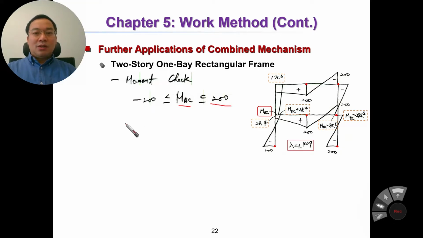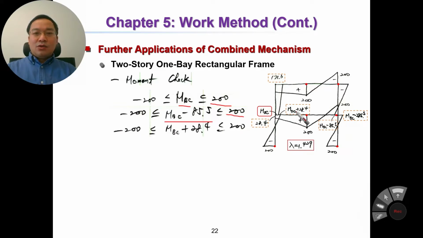Okay, what else? This one, sorry, this one here, this one greater than minus 200 and smaller than 200. This is MP. Okay, and what else? This one, the moment at this section also should be within minus MP and MP, and this one also in the range of MP.